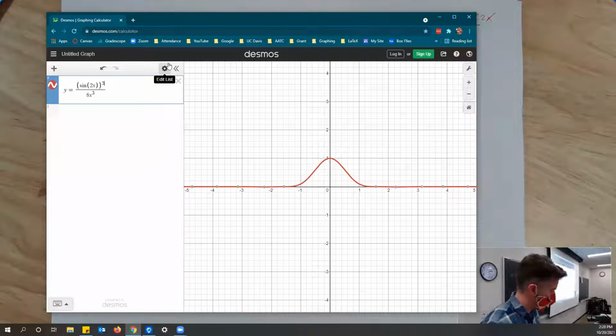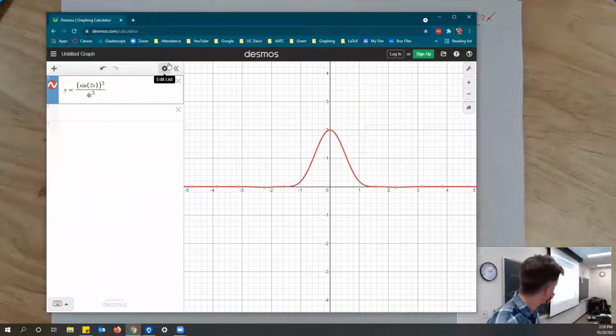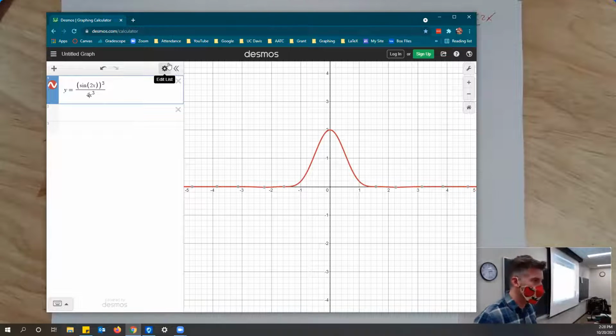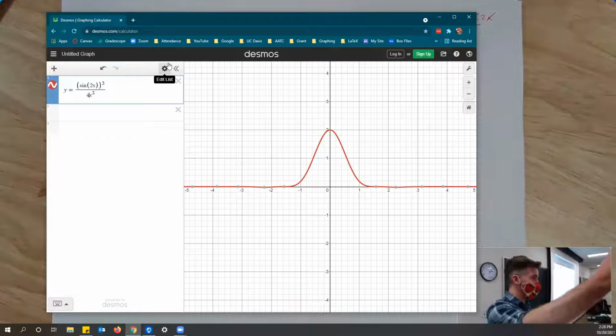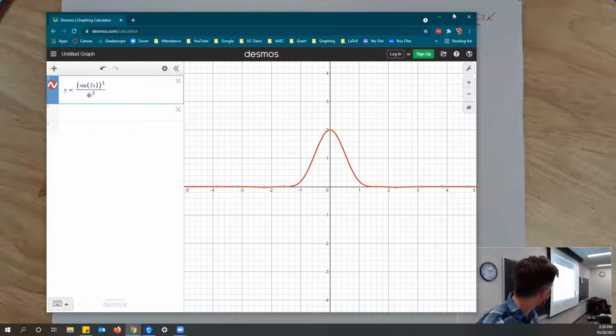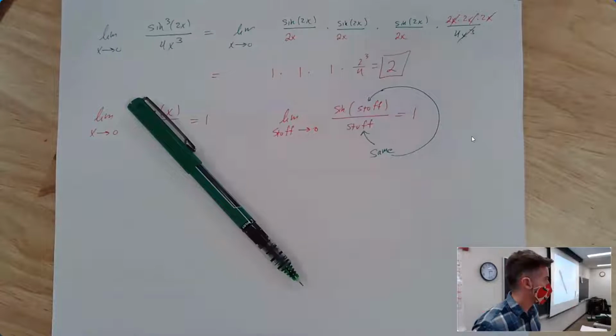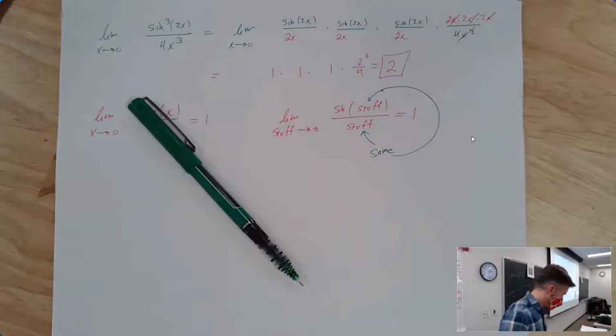Yeah, thank you. The denominator was a 4x cubed, not an 8x cubed. Oh yeah, that limit is 2. Because really it's sine of 2x over 2x times sine of 2x over 2x times sine of 2x over 2x, which are all going to 1. And then we're left with 8x cubed over 4x cubed, which reduces to 2. So that's what's going on there. That's how we deal with limits like that typically.